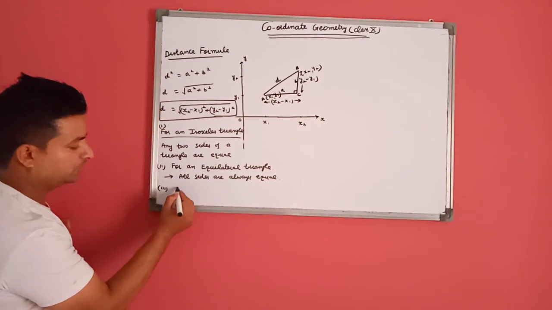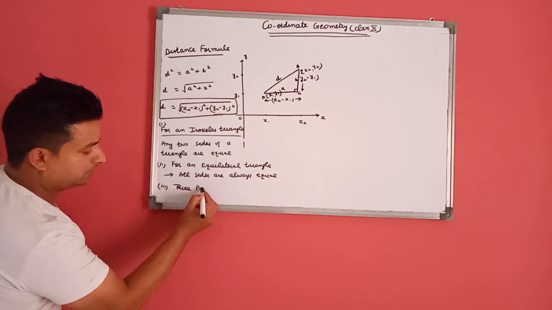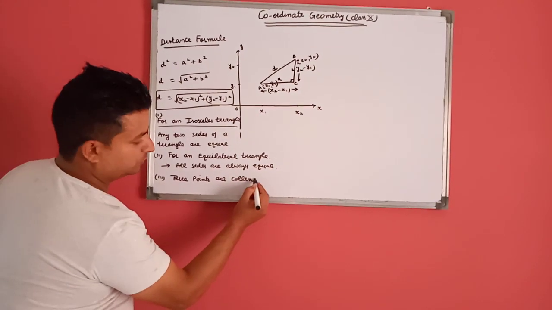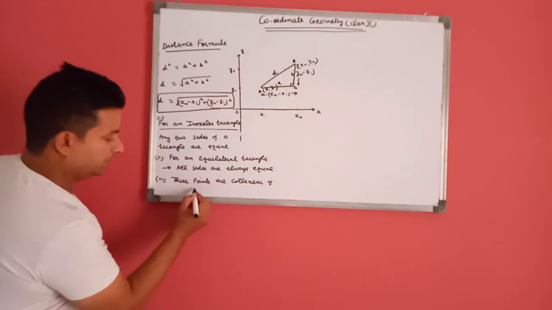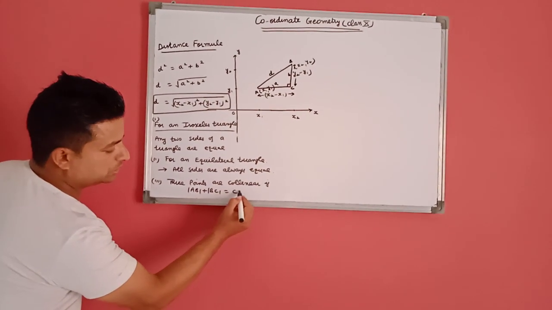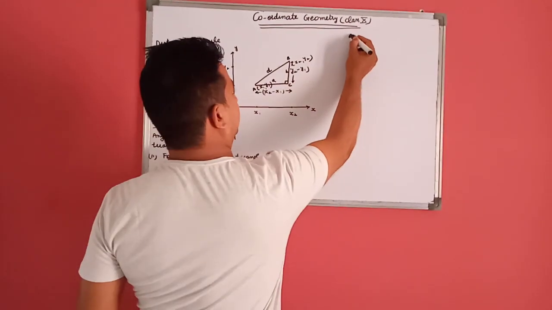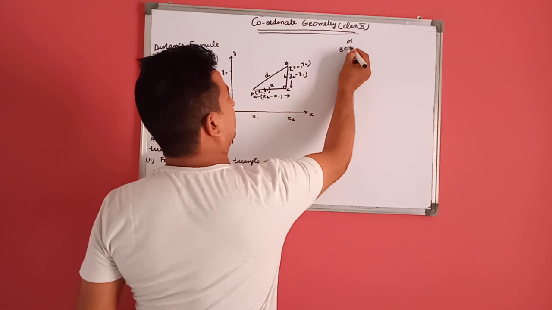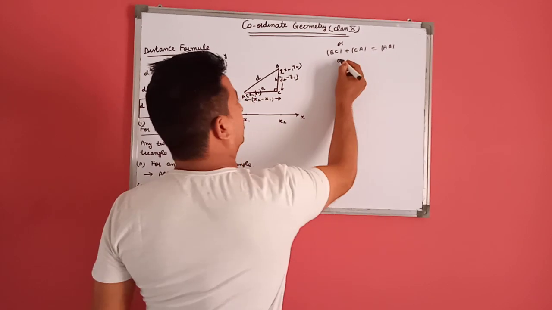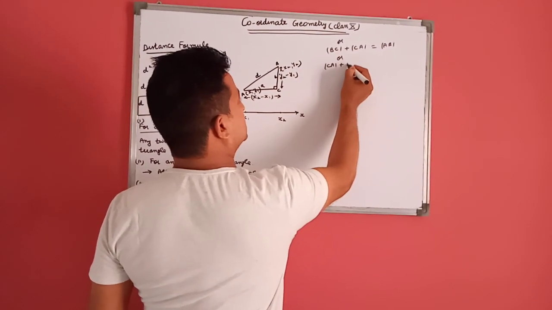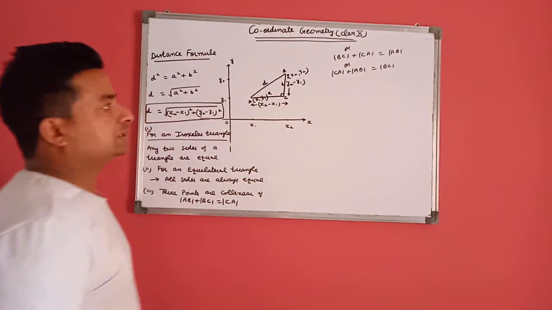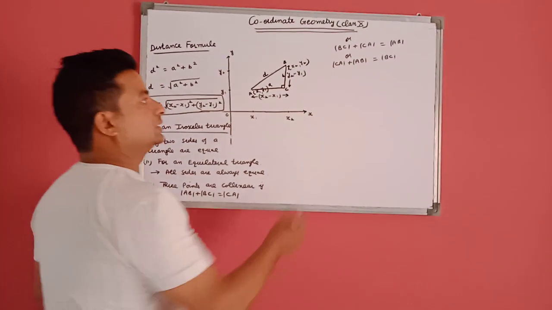Third, 3 points are collinear if distance AB plus BC equals CA, or BC plus CA equals AB, or CA plus AB equals BC. This means that the sum of the distances of two sides is equal to the third side.